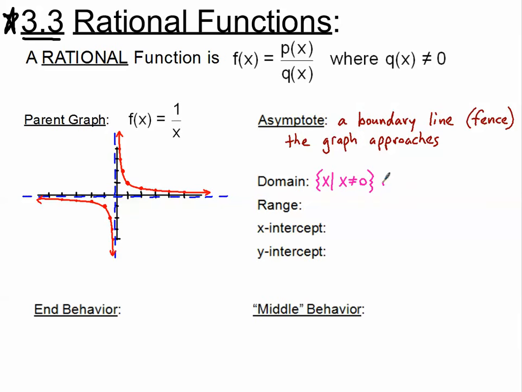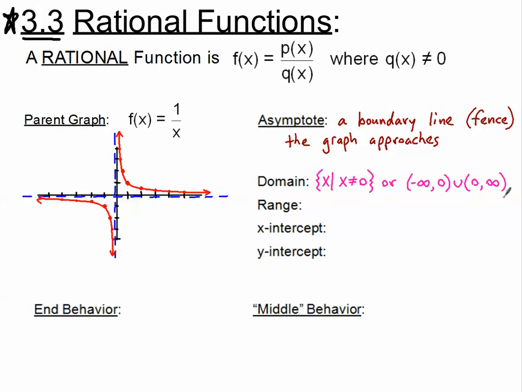Some people like to write them in interval notation, and they'll say that the intervals that x could be are from negative infinity to 0, and then from 0 to positive infinity. Either one of those is absolutely fine. As long as you use a correct syntax, it's fine with me.